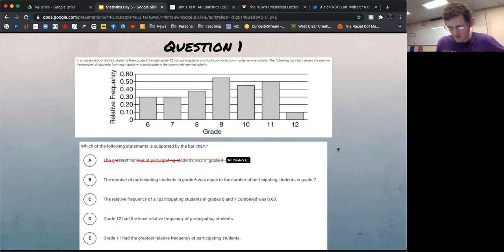Number of participating students in grade 6 was equal to the number in grade 7. It's the same relative frequency, but no, not the same number necessarily. The relative frequency of all participating students in grades 6 and 7 combined was 0.6.